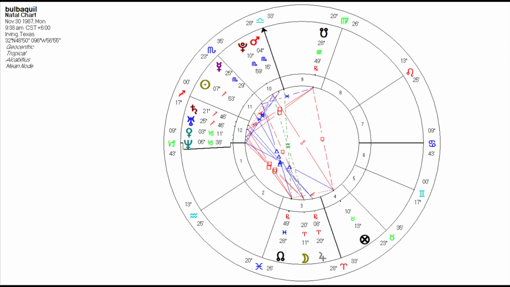So what we're looking at right now is we're just trying to find what planets are angular or succedent. Angular means 1, 4, 7, 10. Succedent means 2, 5, 8, and 11. So we were just deciding that obviously Neptune is, Venus is close to it but not quite, Mars definitely is, and Mercury is.